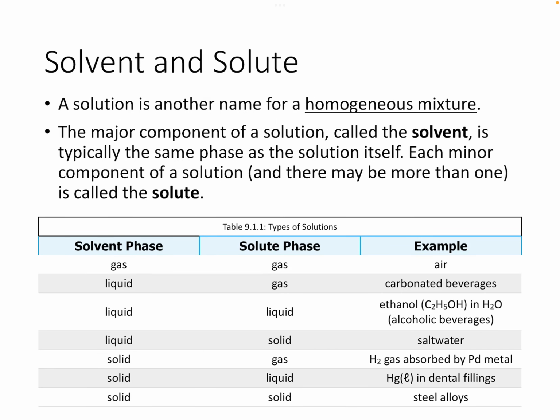So when we're looking at a solution, it's really just another name for a homogeneous mixture, which we learned about a long time ago. So we can't see the individual components of the mixture. They're mixed really, really well. Now, the major component of a solution is called the solvent. So this is typically going to be the same phase as the solution itself. So for example, if you have a liquid solution, the major component will also be a liquid. Now, each minor component of a solution, and there can be more than one, is called the solute. So a lot of S words in this chapter. We have solution, solvent, and solute.